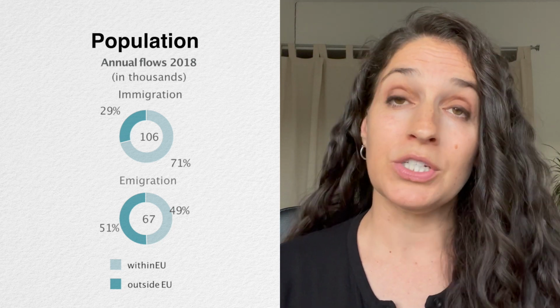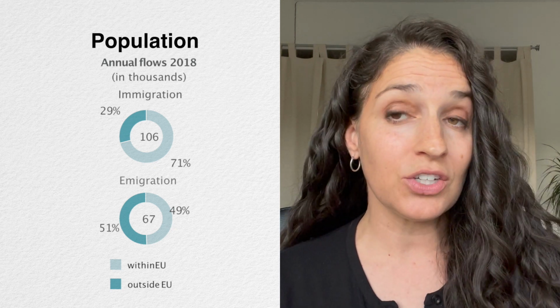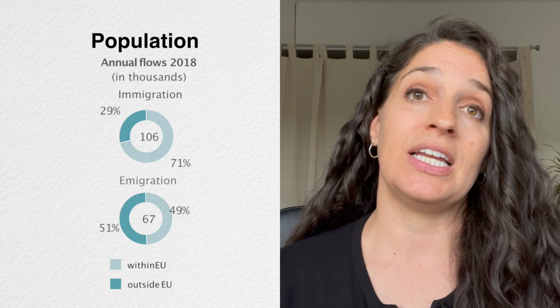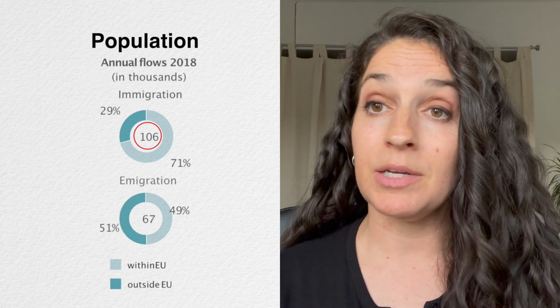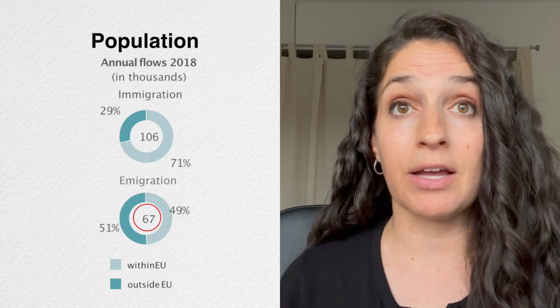Now, that's the stock of immigrants in the country, but we can also look at flows. And if you're interested in the difference between migrant stocks and migrant flows, you can check out my video on that here, and I'll also be sure to link it in the description below. Now, let's look at annual flows in 2018. So that's talking about how many people actually came into the country or how many people left the country in 2018. So in 2018, 106,000 people entered the country and 67,000 people left the country.